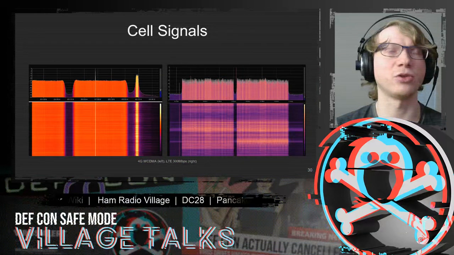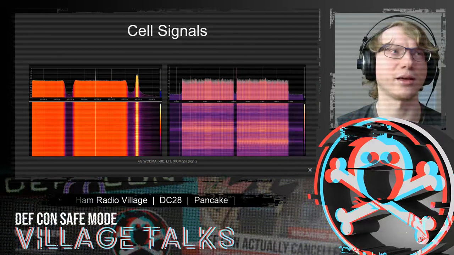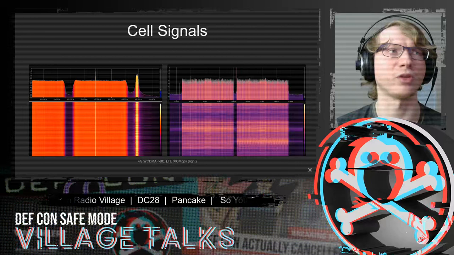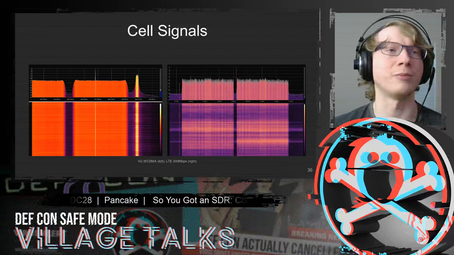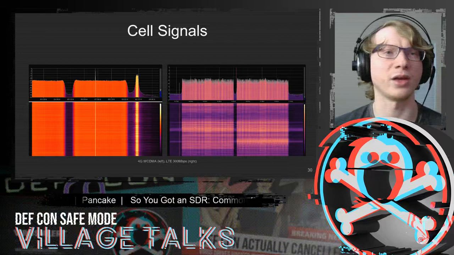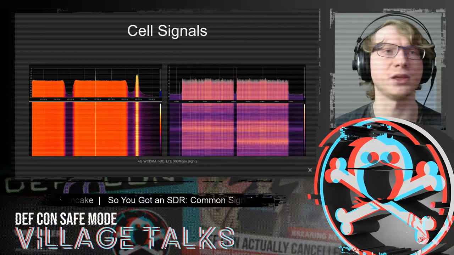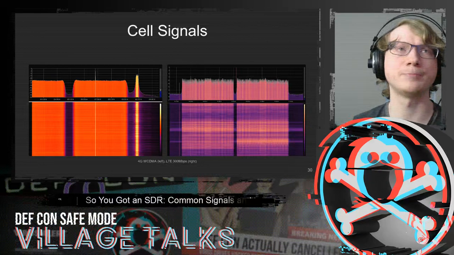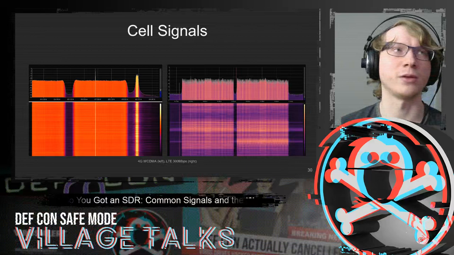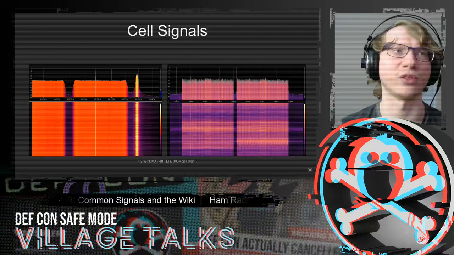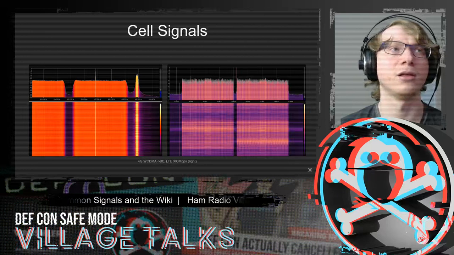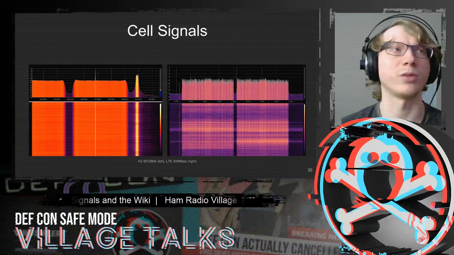Another thing you can do an entire talk on is cell signals. Like I said, I had to ask somebody for pictures of cell signals because we barely receive any from here. The left image is of a 4G WCDMA signal, and the right image is an LTE high-speed 300 megabits per second signal. People have been using SDRs to see where 5G signals have popped up. There's none around here that I know of, even in Seattle. I don't think there's any yet. But the people around LA have been seeing a few.